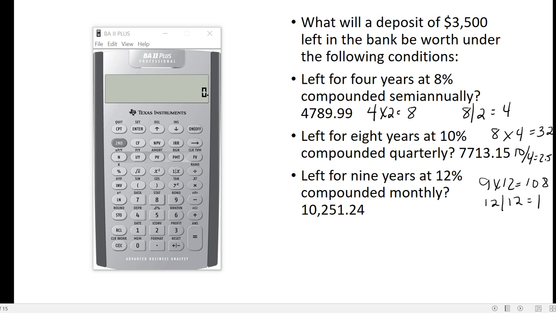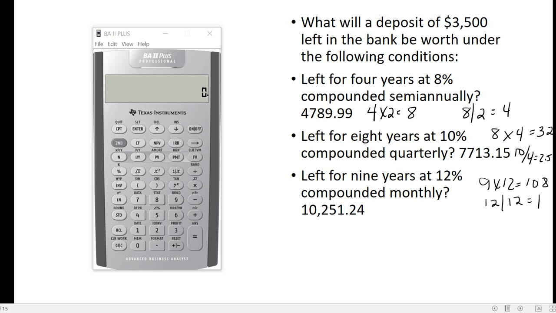The first is left for 4 years at 8% compounded semi-annually. And the answer is already there, but let's talk about this. So when we compound, we have to adjust our N, which is the time or the number of periods that the interest rate is compounded, and we also have to adjust our I/Y, or the interest rate for compounding.